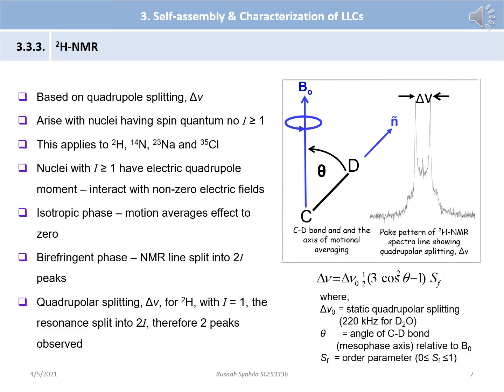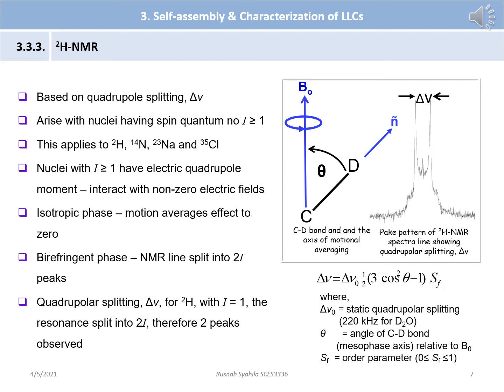For deuterium NMR, the phase identification is based on quadrupole splitting. Deuterium NMR spectra have allowed us to definitively locate and characterize the region where two liquid crystalline phases coexist. Quadrupolar effects arise with nuclei having spin quantum number I greater than or equal to 1. This applies to deuterium, nitrogen 14, sodium 23 and chlorine 35.